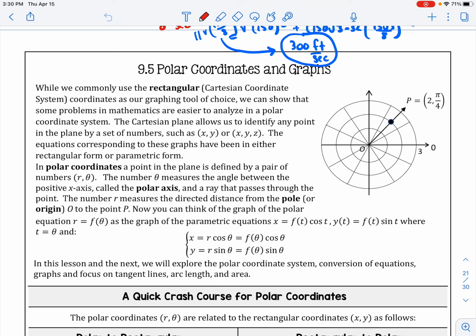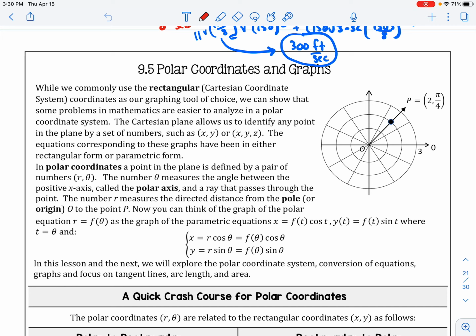9.5, Polar Coordinates and Graphs. While we commonly use the rectangular coordinate system as our graphing tool of choice, we can show that some problems in mathematics are easier to analyze in a polar coordinate system. The Cartesian plane allows us to identify any point in the plane by a set of numbers such as x, y or x, y, z. The equations corresponding to these graphs have been in either rectangular form or parametric form.